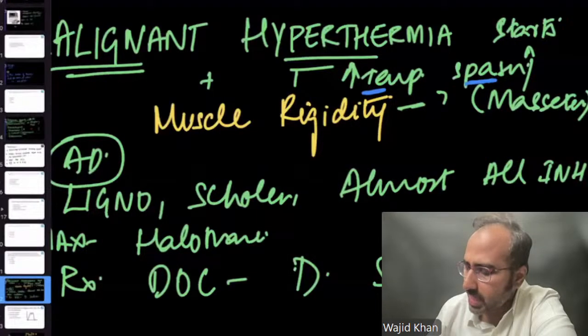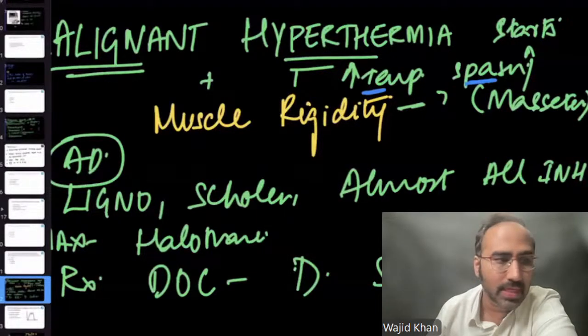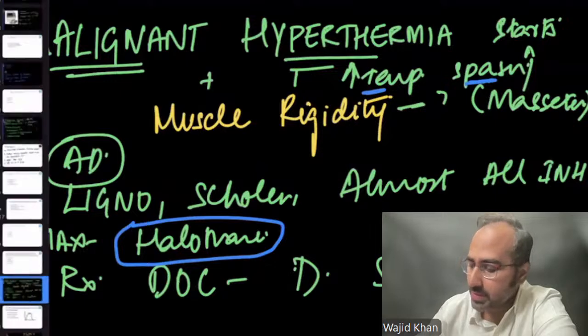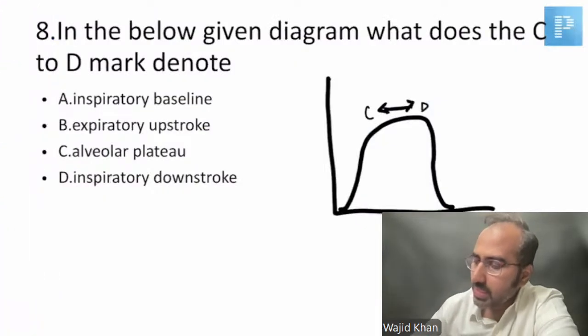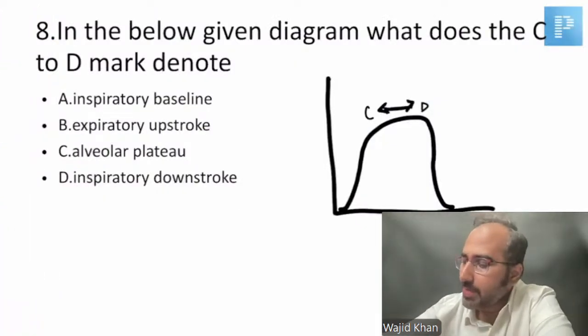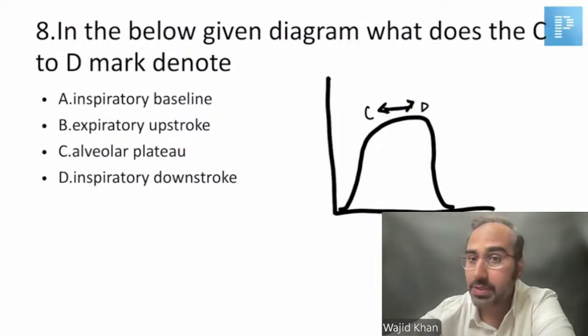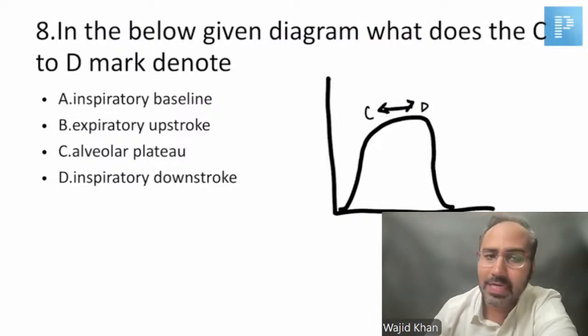Again, this was asked, and I have just picked up the slide from the rapid revision, guys. Now next, in the below given diagram, what does the C2D mark denote? Basically, there was a graph of EtCO2, end-tidal carbon dioxide, where they asked which phase the C2D mark denotes.